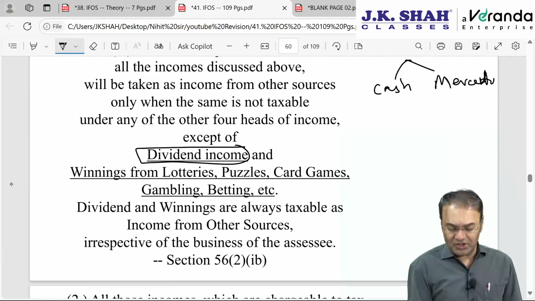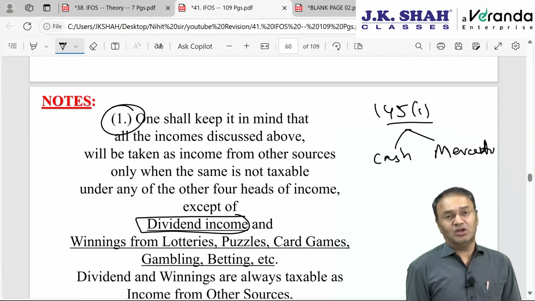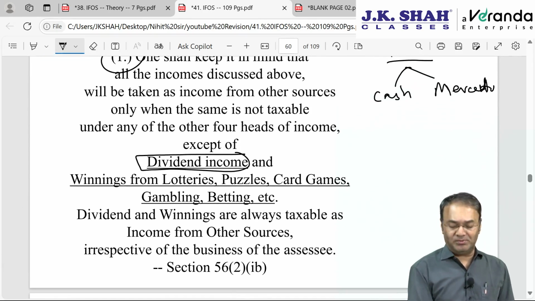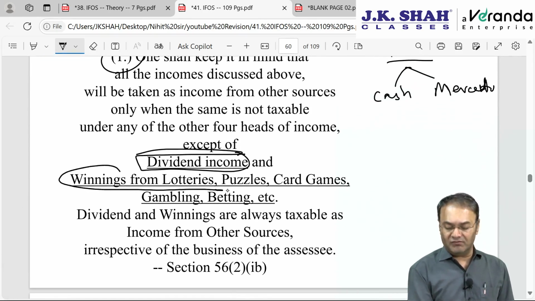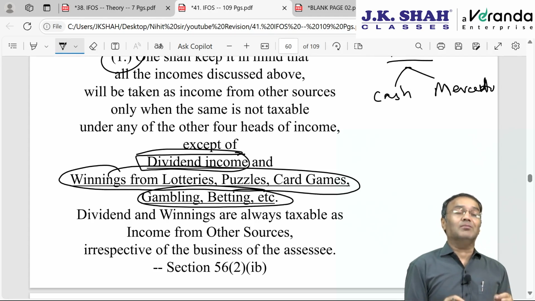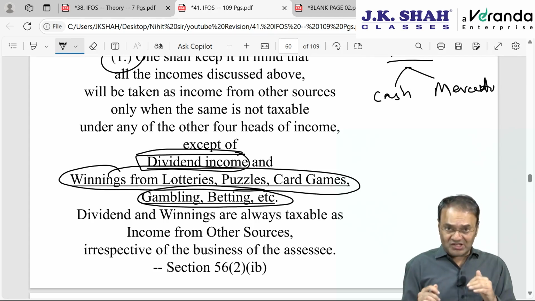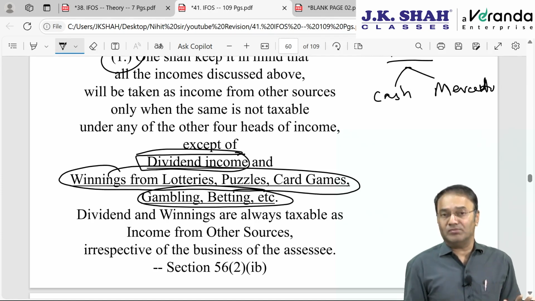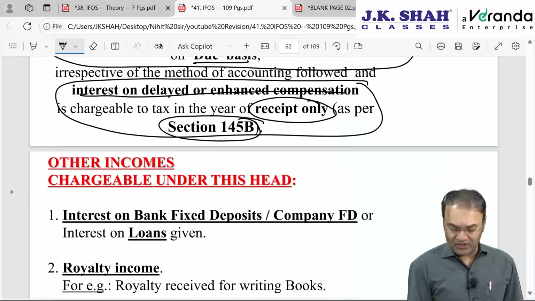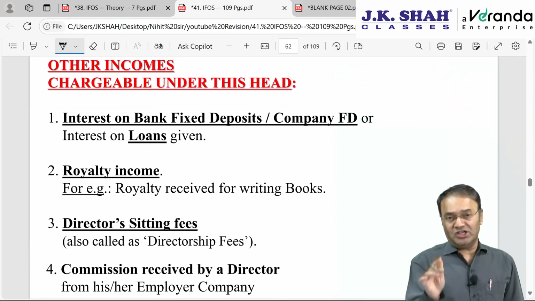And this point was, the first point was, two incomes are always taxable under this head and never under the head PGBP: dividend income and winning income. Winnings from lottery, crossword puzzle, card game, gambling, betting, races. Gambling income, winning income is always taxable under IFOS, come what may. Okay, you remember this. Now with that, the first part of the chapter is over, in which all incomes specifically covered.